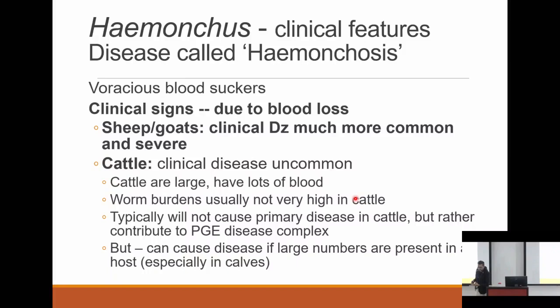Sometimes, because the cattle is a bigger animal, the loss of blood is not easy, and the worm burden is not very high as compared to sheep and goat. Not mostly, but most of the time, we will see the PGE complex. I told you about what PGE is. It is a parasitic gastroenteritis complex. It means that more than one parasite can cause infection in a single host. So if you do the fecal count and look in the microscope, maybe you see some other parasite along with Haemonchus. So this is a PGE complex.